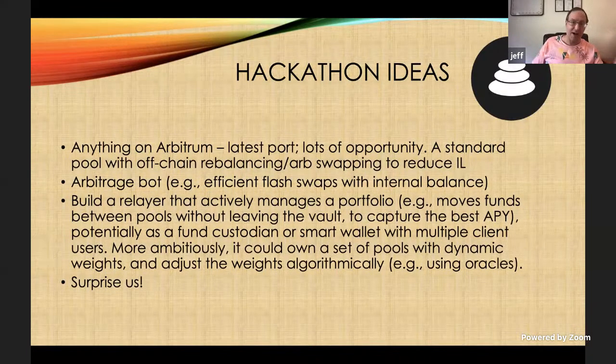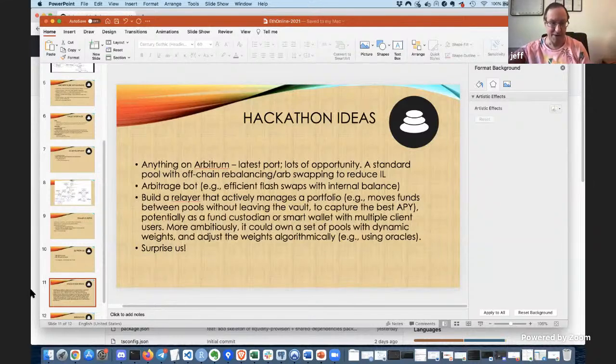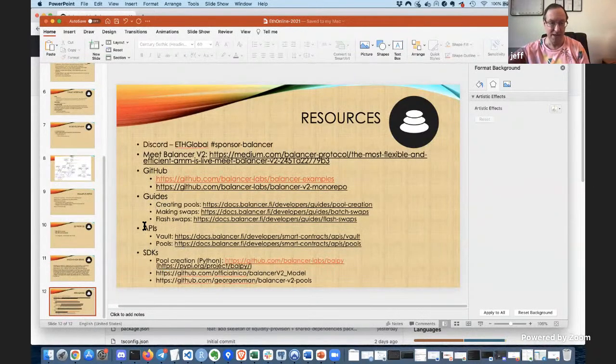Of course, an arbitrage bot, we have flash swaps. We just saw some actual flash swaps using internal balance in the wild. So it is possible to do that, or some sort of relayer. Really just surprise us. We're just excited about what people can build. And I also have a list of resources here, which I guess will be published at some point.